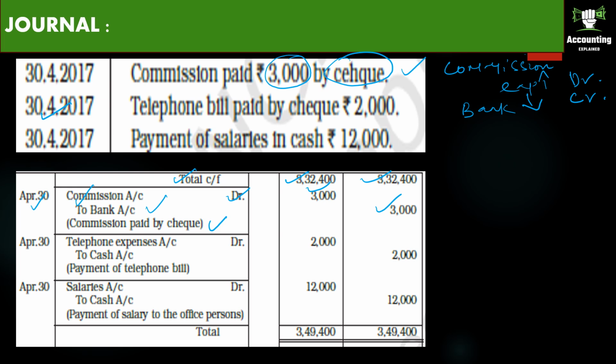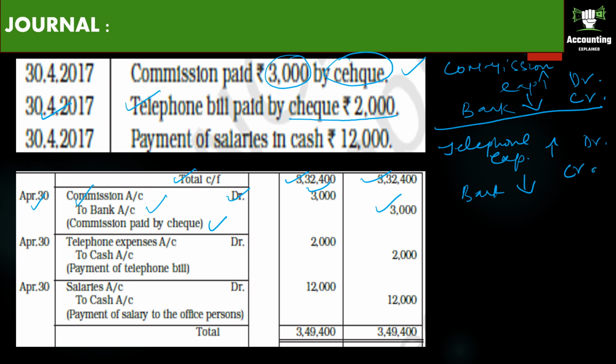Again on 30/4/2017, telephone bill paid by check rupees 2000. Again check. So telephone bill is an expense. Expenses increased, it has to be debited. Again check means bank. Bank is an asset. The balance is going to decrease since we are paying it. Since the asset is decreased, we have to credit the bank. On April 30, 2017, the journal entry is telephone expenses account debit 2000 on the debit side to bank 2000 on the credit side. Payment of telephone bill is the narration.